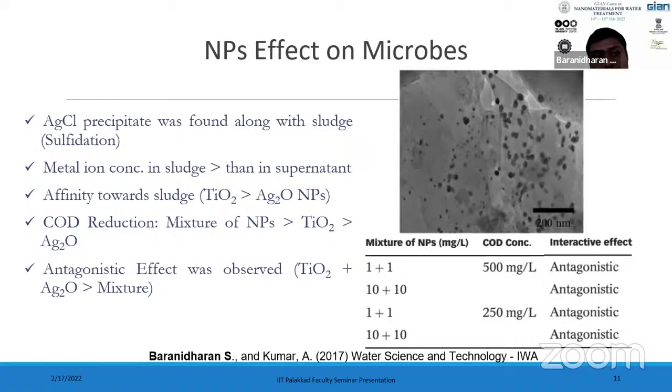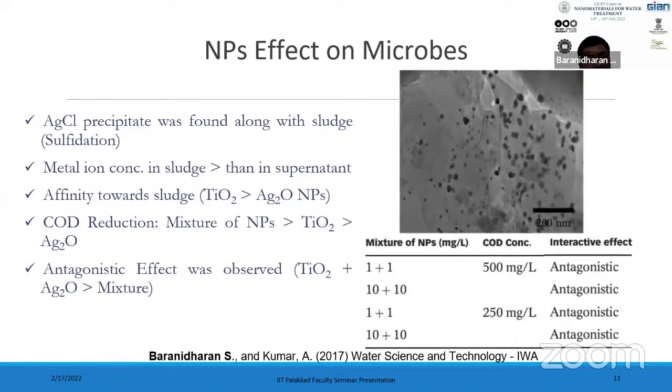When the EDS was also analyzed, it was found that titanium was more in the sludge than silver. Again, due to the release of silver ions, silver chloride was also precipitated, a white colored precipitate which could be seen visually. Compared to the silver ion concentration, titanium concentration was predominant in the sludge.